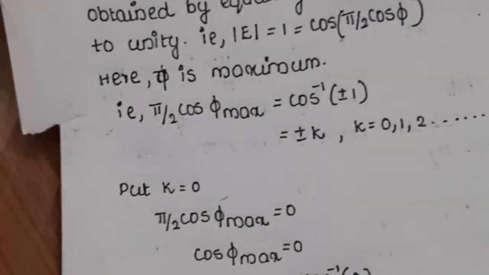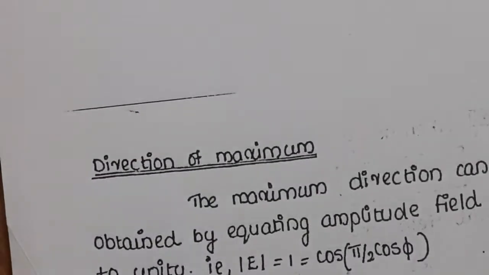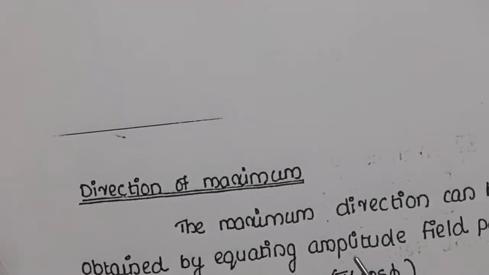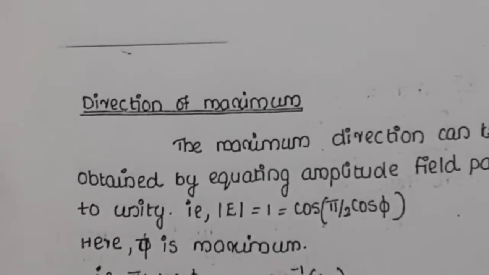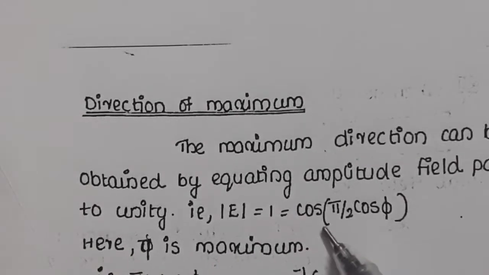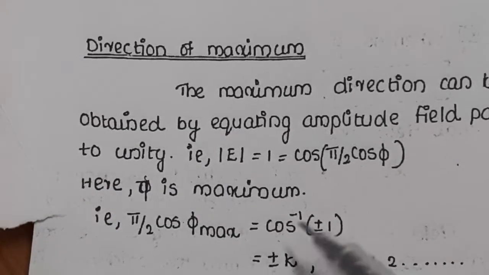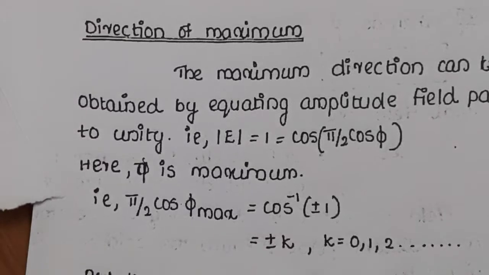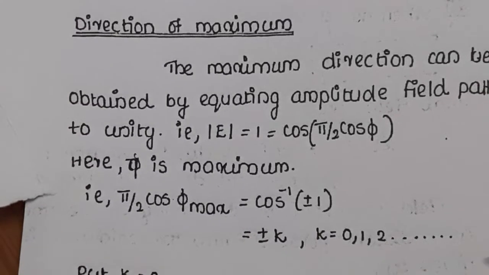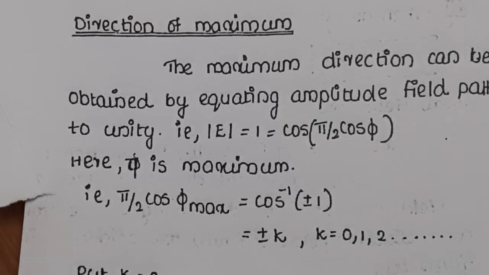Now we will consider the direction of the maximum. How are we going to find the direction of the maximum? The maximum direction can be obtained by equating the amplitude field pattern to unity. That means E is equal to 1. So what is left? Cos pi by 2 cos phi, which is the maximum. Therefore pi by 2 cos phi max is equal to cos inverse of plus or minus 1. Now we will take plus or minus k, where k is 0, 1, 2, 3 and so on. But we take k equal to 0.